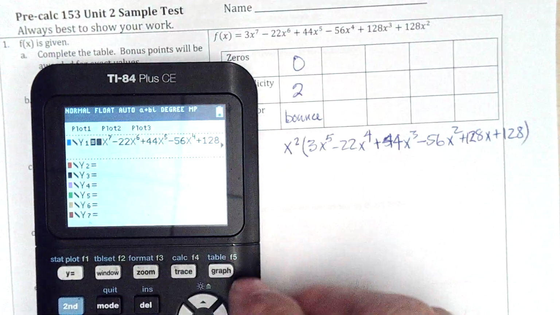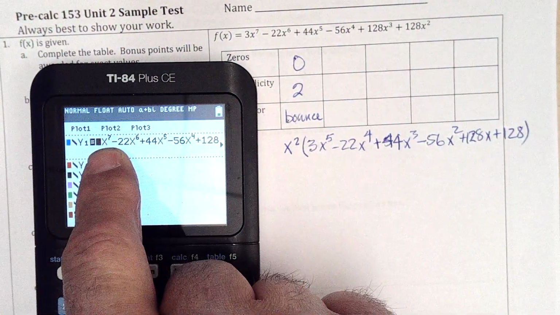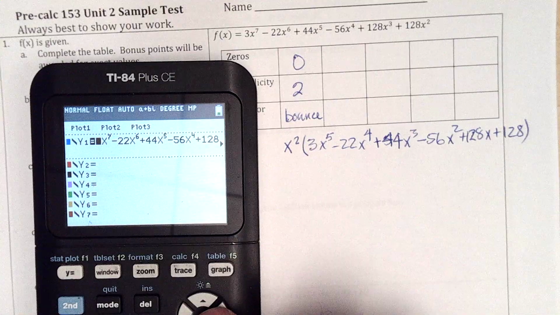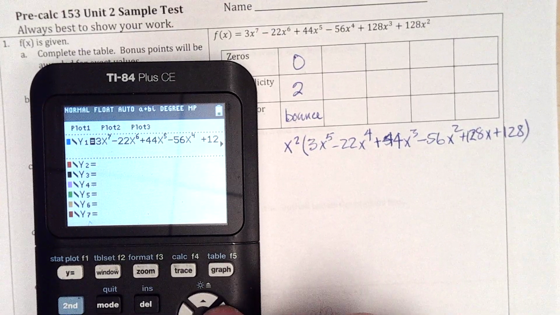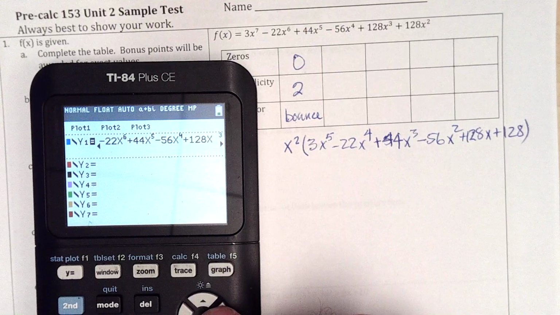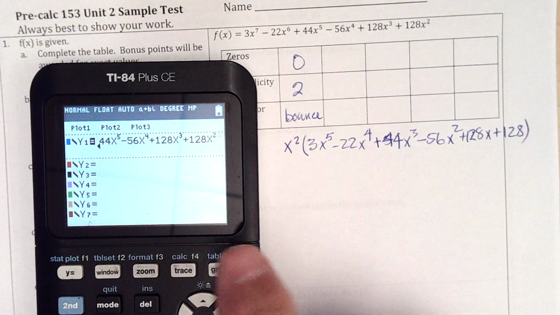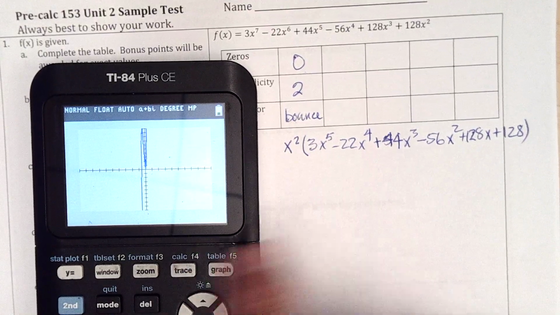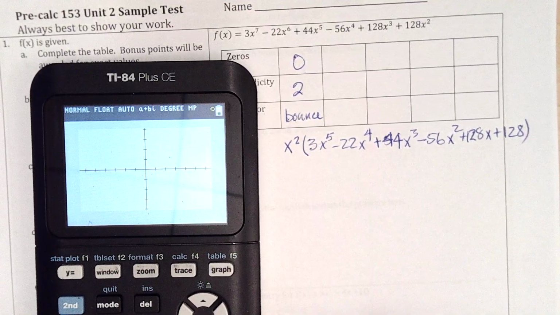I only saw 3 of them. There's supposed to be 7. Some of them would be imaginary, but not all of them. So 3x to the 7 minus 22x to the 6 plus 44x to the 5th minus 56x to the 4th plus 128x to the 3rd plus 128x squared. Okay, graph. Let's go zoom 4.